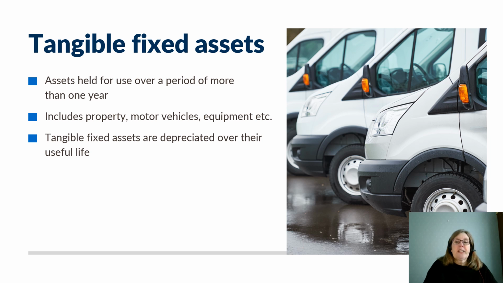Starting with tangible fixed assets. These are assets you use over an extended period of time. They would include things like buildings, cars and vans, and larger pieces of equipment, including IT. The principle behind this is that if you buy an asset to use over an extended period of time, it's not a fair reflection to charge the cost of the asset in full in the year you buy it. Instead, we capitalise the asset onto the balance sheet and then we depreciate it over its useful life.